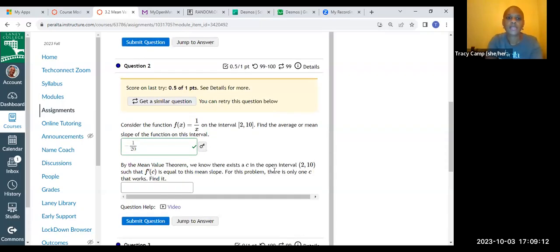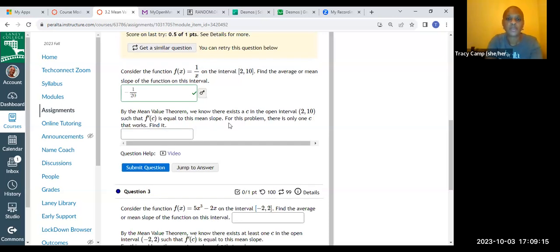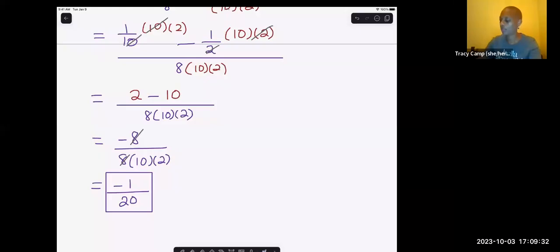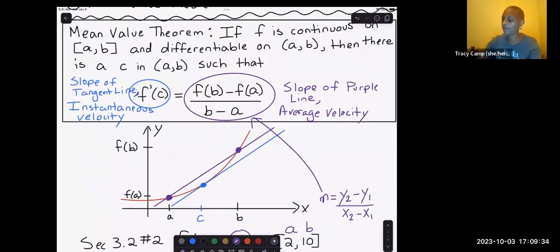And then the second part of the problem says, by the mean value theorem, we know there exists a c in the open interval (2, 10) such that f prime of c is equal to this number, -1 over 20. And then they ask us to find that c. So what we just did is we found the right side of this equation in the mean value theorem, the purple. And now they're asking us to find the blue, the slope of the tangent line, the derivative, and find out when that's equal to the purple.